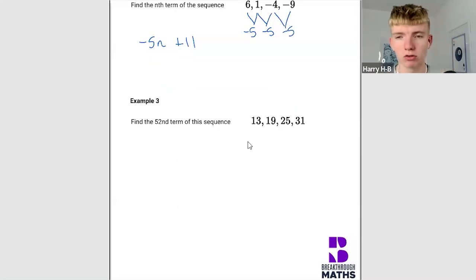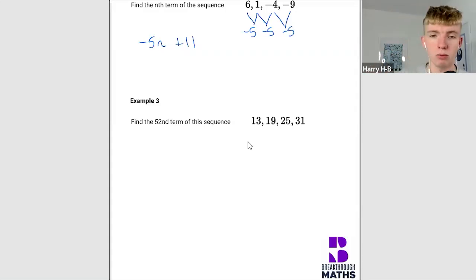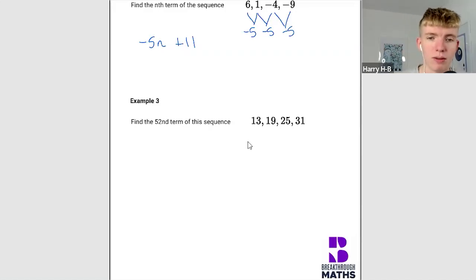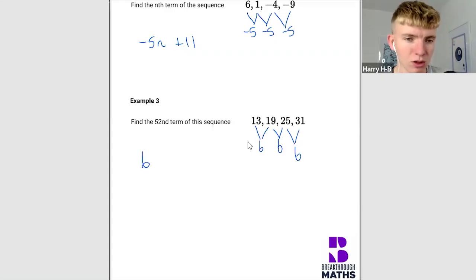So first of all, we want to find our nth term. We want to find that formula that we've been doing for the previous ones. So we can work this out fairly quickly. We need to find the gap between each of these numbers. So 13 to 19, 19 to 25, and 25 to 31 gives us 6. Therefore, it's going to be 6n.